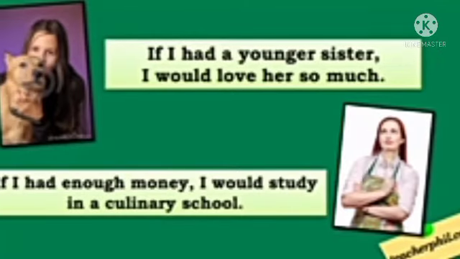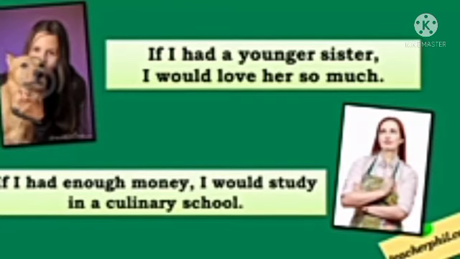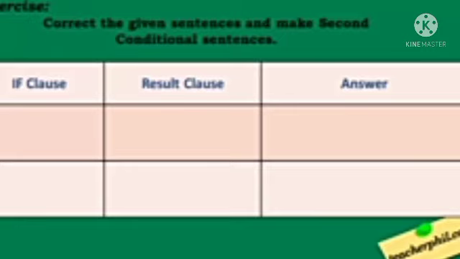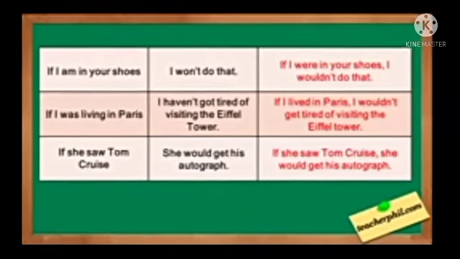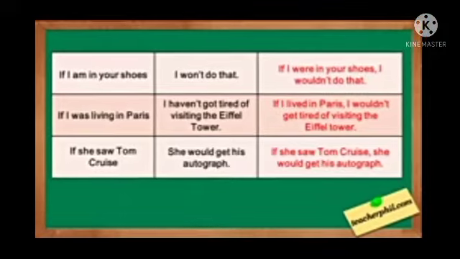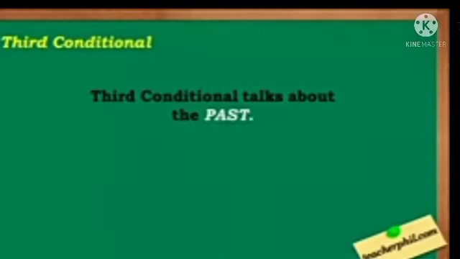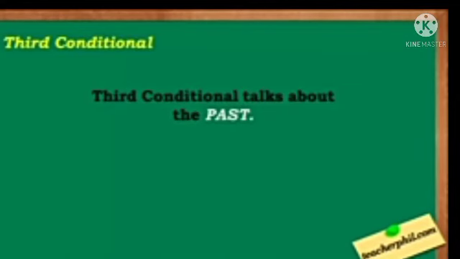Second, if I had enough money, I would study in a culinary school. See some of the examples where there is an if clause and a result clause. Now come to the third conditional. So the third conditional talks about the past.